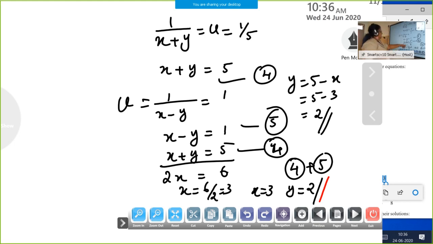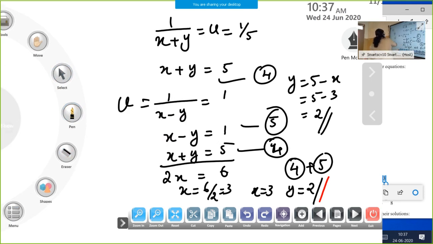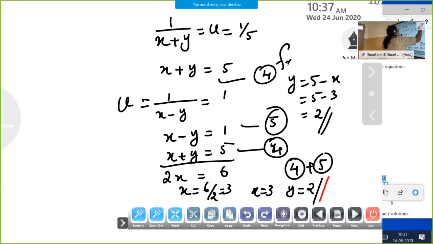That is x plus y is equal to 5. Then 2x is equal to 6. X is equal to 6 by 2, 3. And substituting this value into the first equation or second equation, x plus y is equal to 5, y is equal to 5 minus x, 5 minus 3, that is equal to 2.